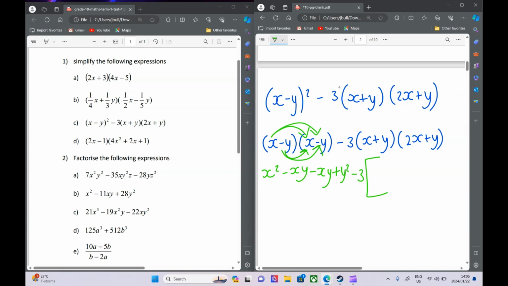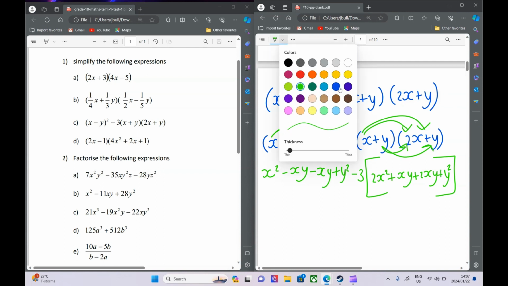Let's do these brackets. So x times 2x is going to be 2x squared. X times y is going to be xy. Y times 2x is going to give you 2xy. And y times y is going to give you y squared. Okay, so we are getting closer to the point where we can actually simplify. Last thing we've got to do now is multiply this minus 3 in.